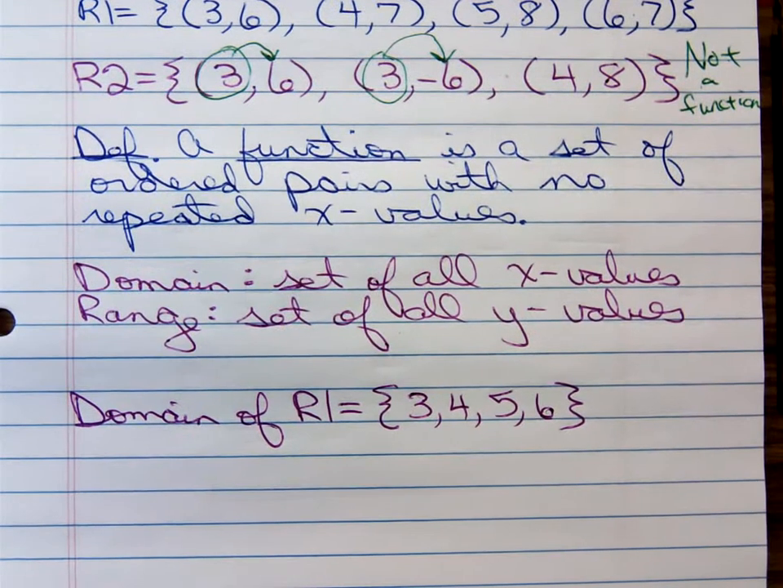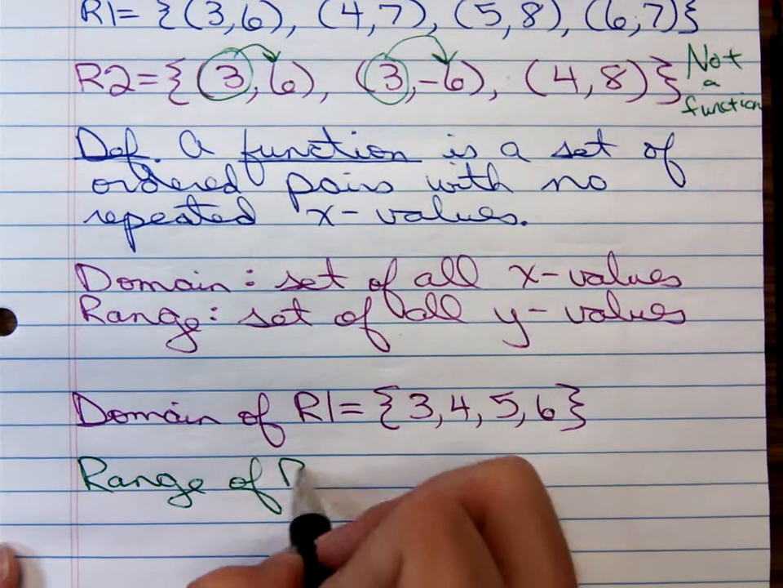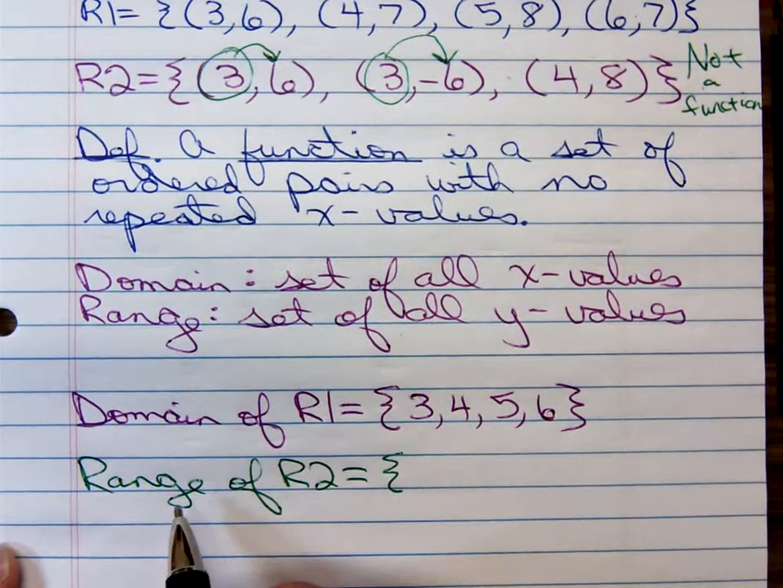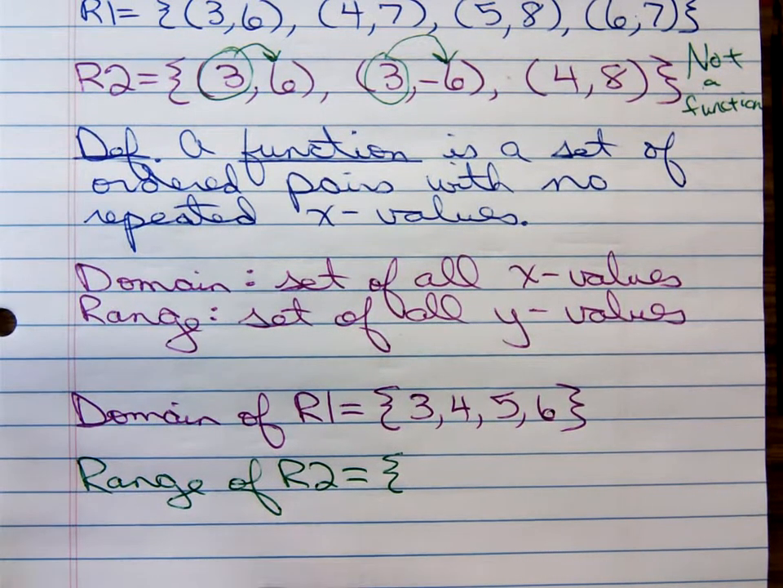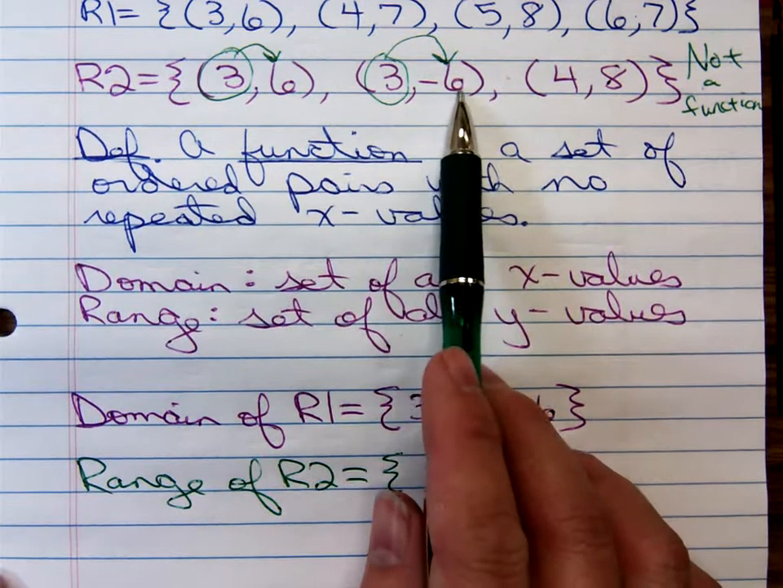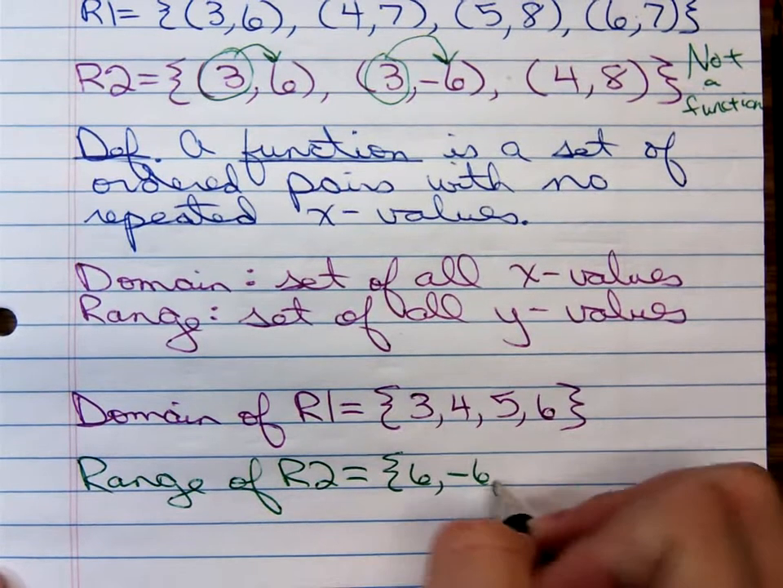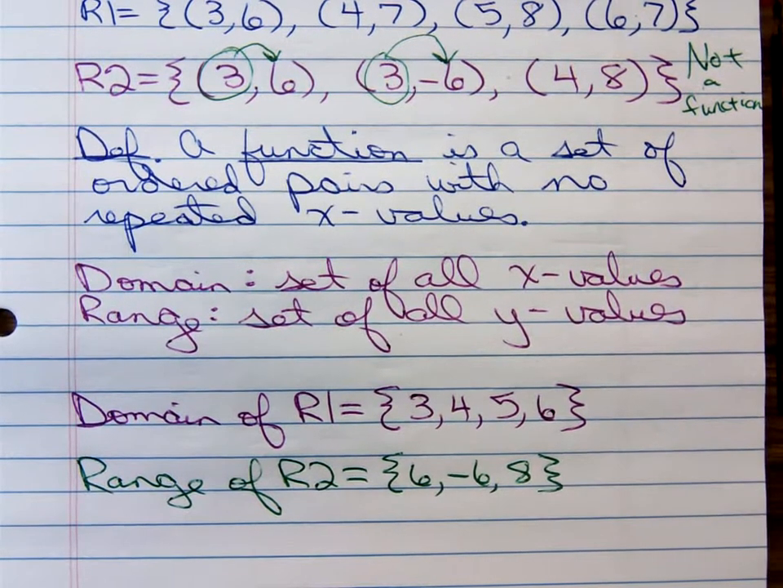Looking at R2, suppose I wanted the range of R2. Which numbers are used as y values? Realize the domain or range doesn't tell you how many times the number is used. It just says that it's used. So what numbers were used as y values for R2? Oh, wait a minute. I was thinking they had repeated y's, but no, they don't. Okay. So it's 6, negative 6, and 8. We don't have to put them in numerical order. We're just listing the numbers.